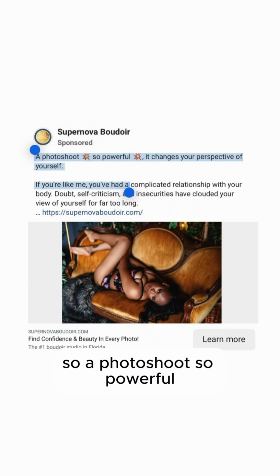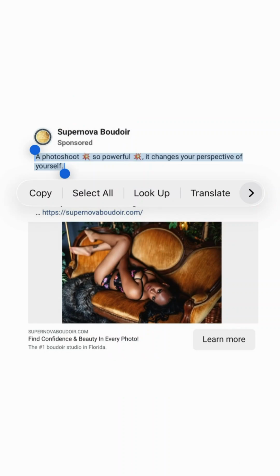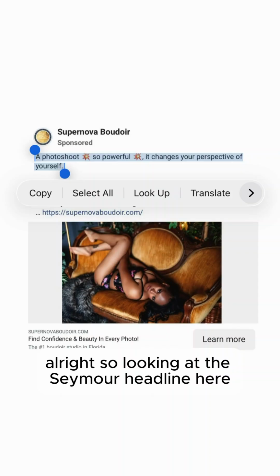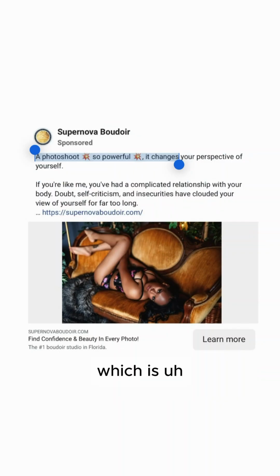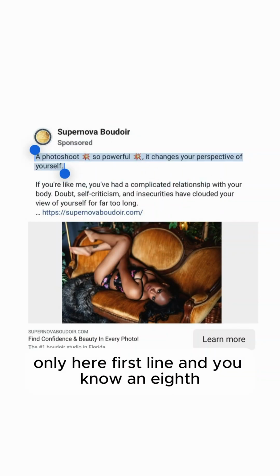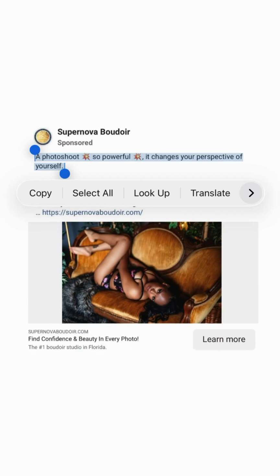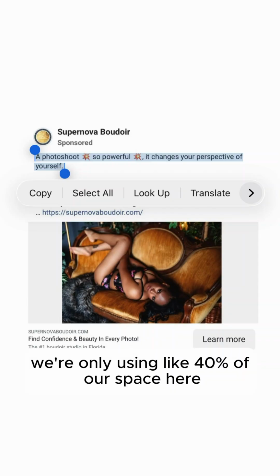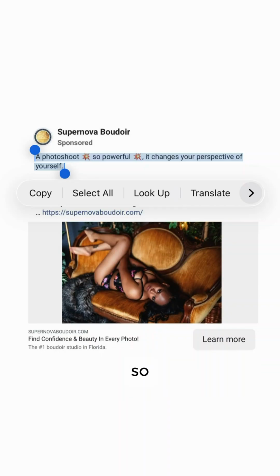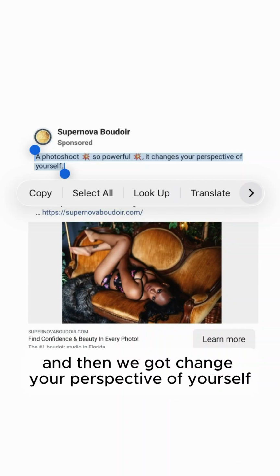So photo shoot's so powerful, it changes your perspective of yourself. All right, so looking at the See More headline here, first 2 3/4 lines, Facebook mobile news feed, which is only here, first line and an eighth. So we're only using like 40% of our space here. So we got photo shoot, and then we got change your perspective of yourself.